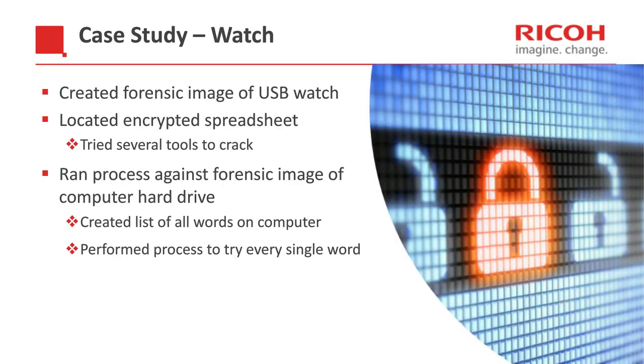We then start looking at the watch. The image is made, and honestly, at this stage, a volume image would have been fine because there were really no deleted files to recover. There's just one file on there, and it was an Excel spreadsheet. Again, going back a couple of years, so the spreadsheets were not as robust from an encryption perspective as they are now.